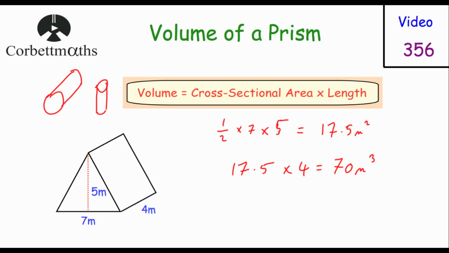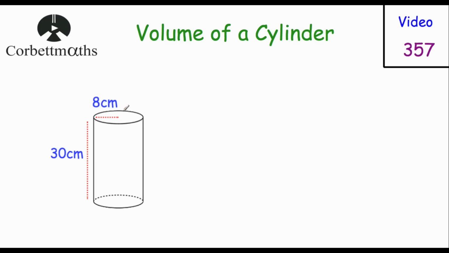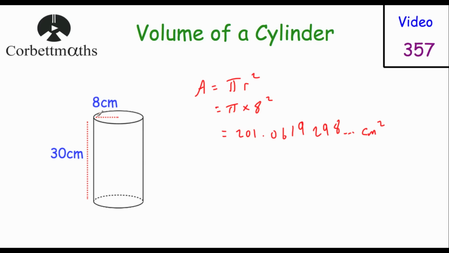Okay, our next topic is the volume of a cylinder, and as you can see, this cylinder is standing upright, so we're going to find the area of the circle and then multiply by how tall it is. So the area of a circle, area equals pi r squared, so that's equal to pi times the radius. This is the radius, 8, so pi times 8 squared. And when we do pi times 8 squared, we get 201.0619298 and so on centimeters squared. So that's the area of the top.